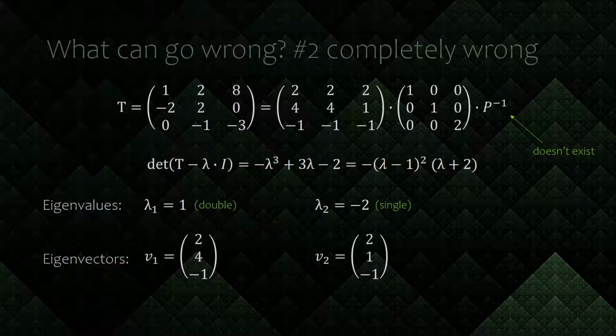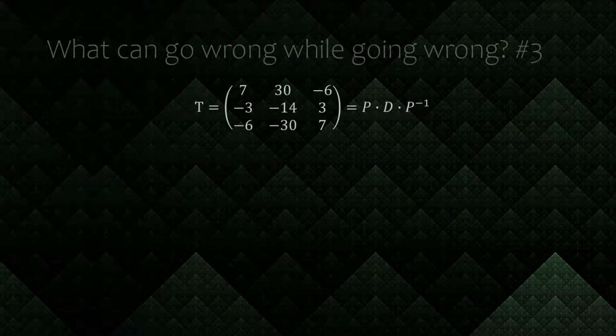So a good question here would be, is it true that a 3×3 matrix is diagonalizable only when it has three distinct eigenvalues? Well, no. It is true that a 3x3 matrix with 3 distinct eigenvalues is diagonalizable, but these are not all the cases. So what can go wrong while going wrong?